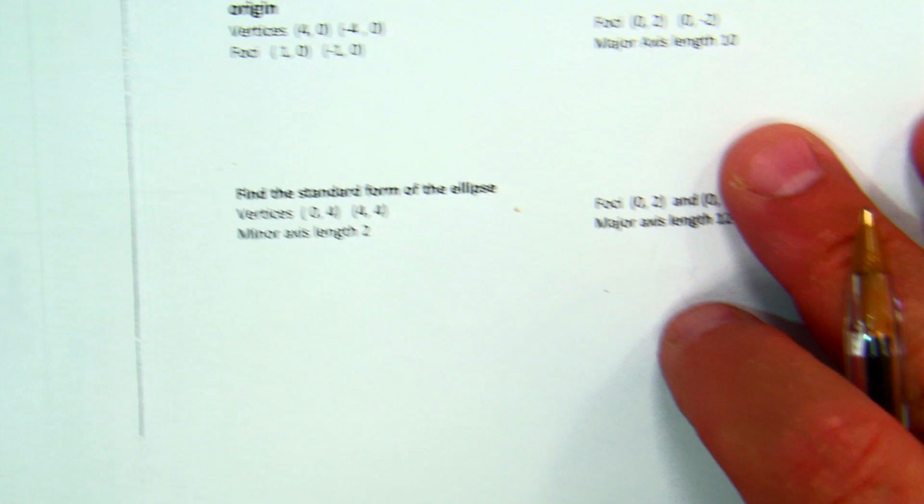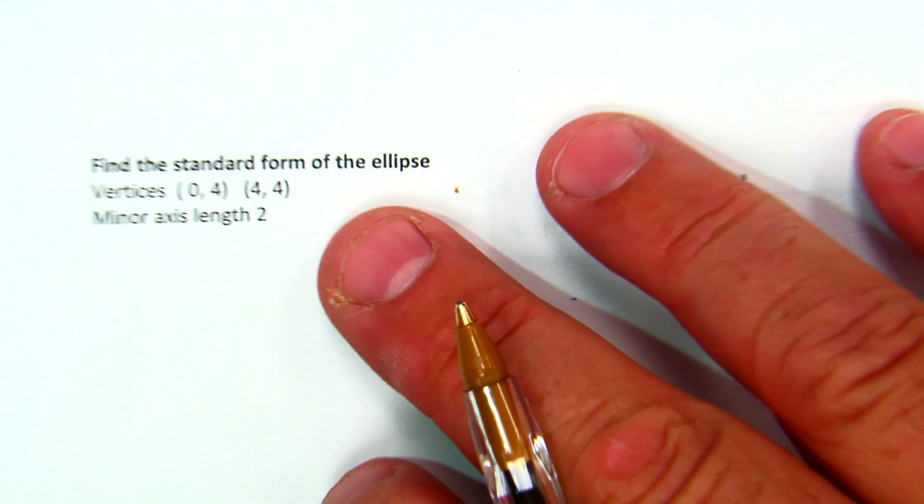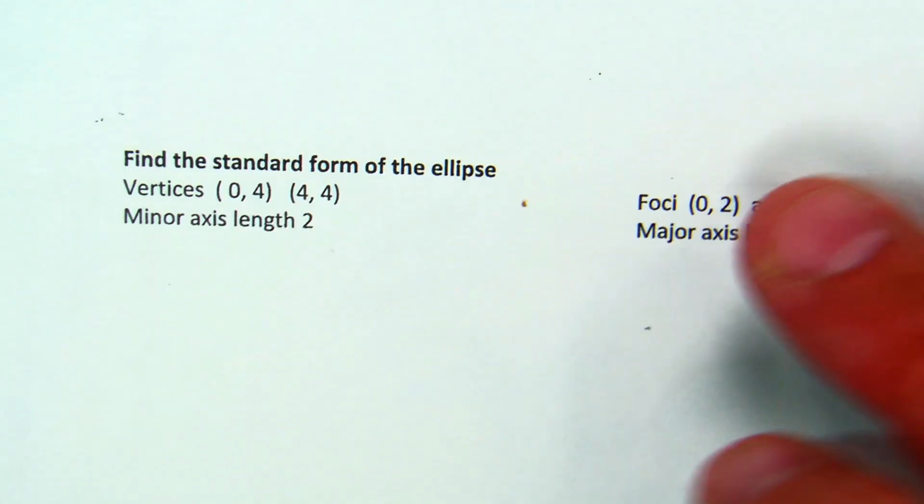Okay. Now, we're going to skip down to the bottom too. You will have an outline of all these notes tomorrow that may be beneficial to you. All right. So when you do these, they're going to give you one of three things: the vertices, the co-vertices, or the foci. The center is always located at the midpoint of those.